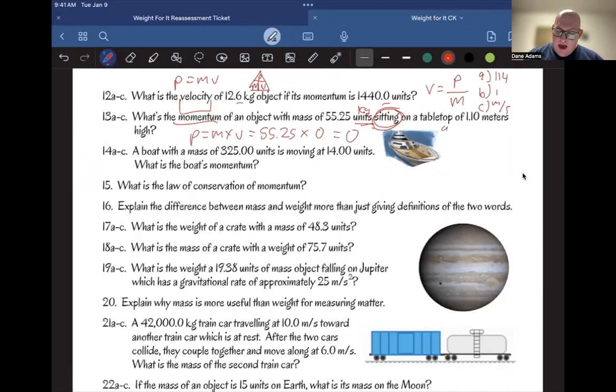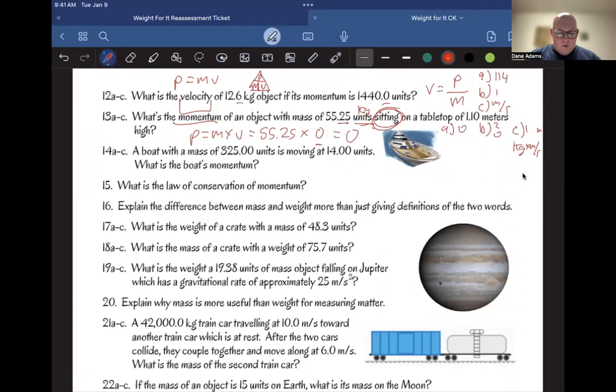So 13a is 0. For 13b, you could go with 2 decimal places, or I think you could argue that 0 velocity maybe doesn't have any decimal places. So I was okay if you put 2 or 0. And for part C, the units of momentum are kilograms times meters per second.